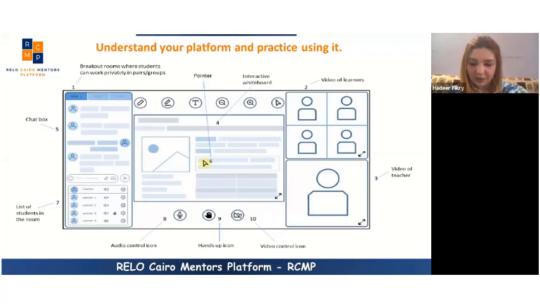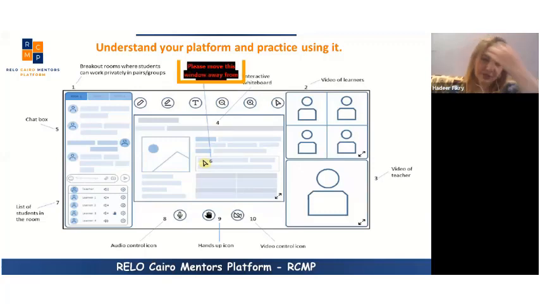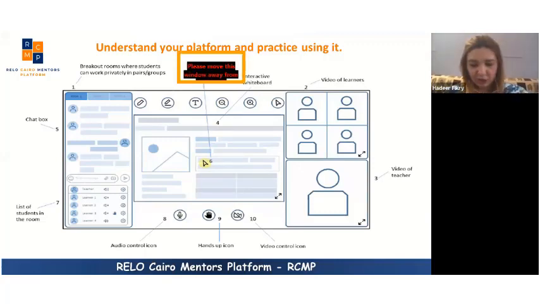Okay. Make sure you noticed every single part of this diagram. I hope you are ready. Are you ready? When you are ready, please let me know.